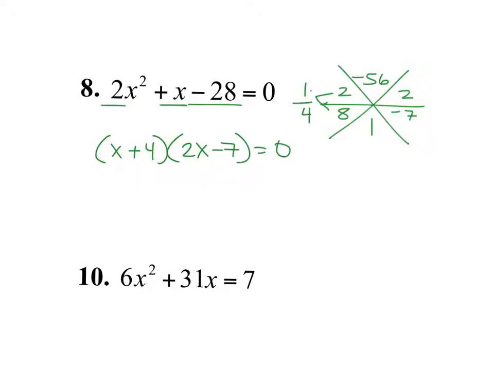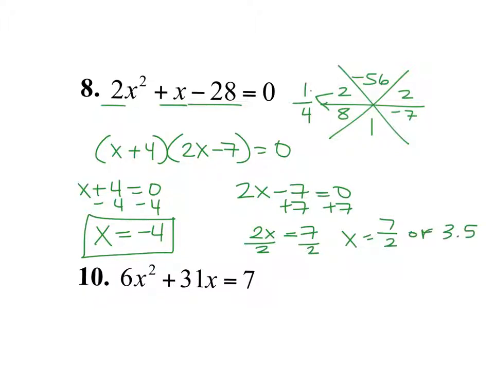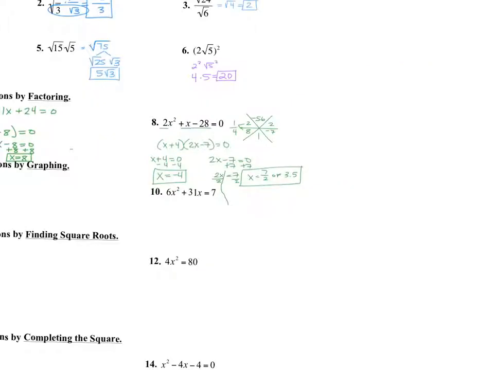equals 0, you still need to solve for what your x would be. What do you do? You just plug it in. Set each one equal to 0, right? You can leave it as a fraction. So if we subtract 4, then we get x equals -4. So that's one answer. Add 7. So 2x equals 7 and divide by 2. So x equals 7/2, or you may call it 3.5. Either or. Okay? So that's factoring.